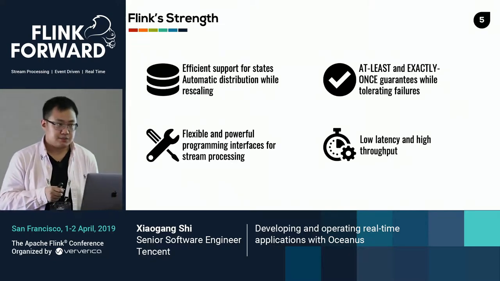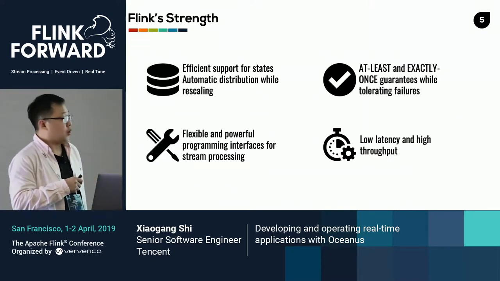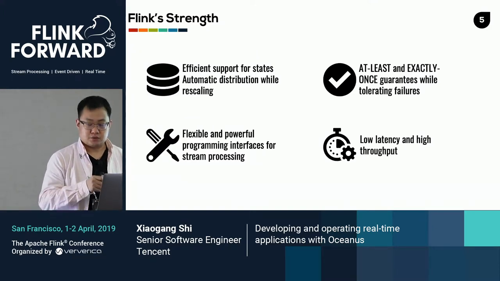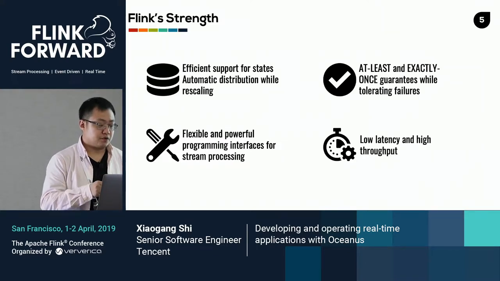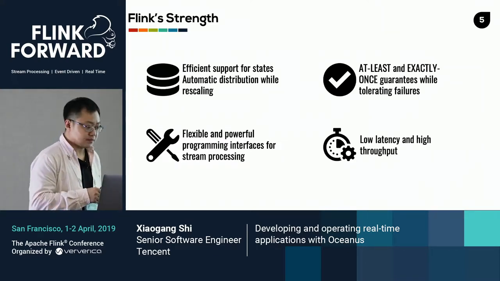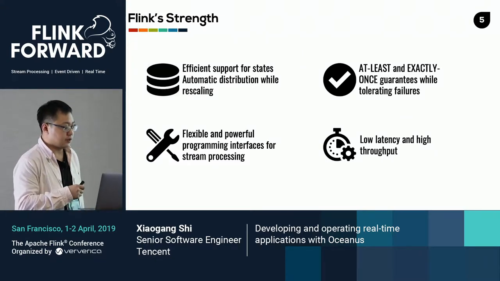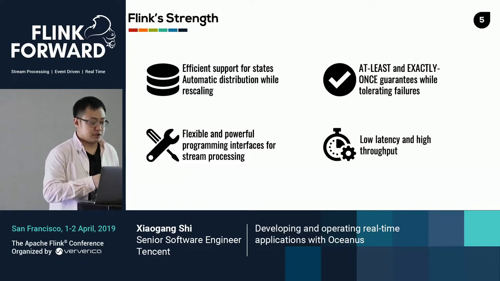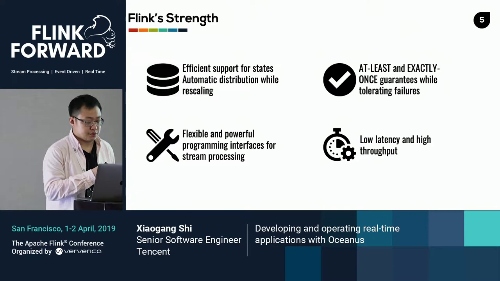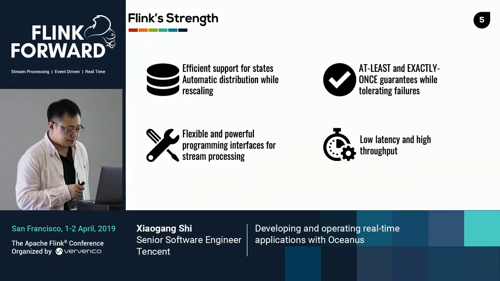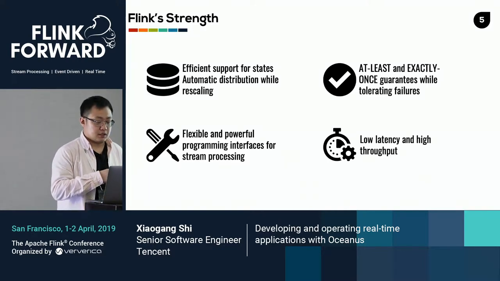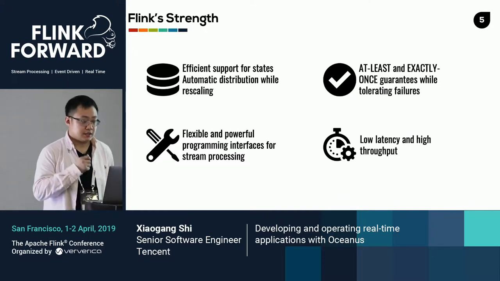In 2017, we decided to migrate our real-time applications from Storm to Flink, because of the powerful features of Flink. First, it provides efficient support for states. It allows us to efficiently maintain the storage of states and the distribution of states in distributed settings. We are also impressed by Flink's guarantee that the messages are processed at least once or exactly once in case of failures.